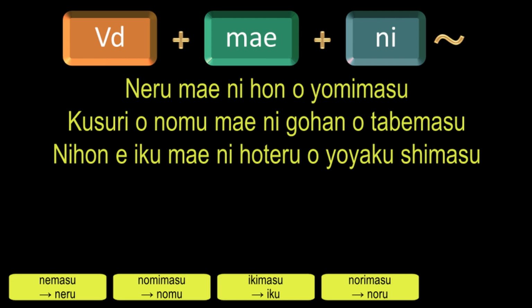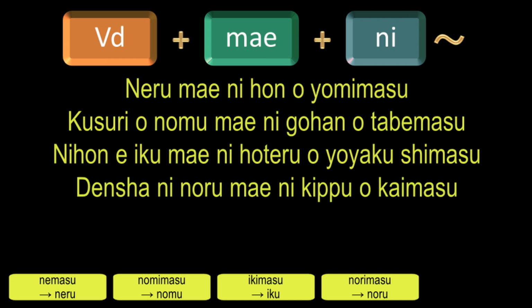Say for example a train, and the dictionary form is noru. By adding mae ni, we will get noru mae ni, which means before getting on. And to say I will buy a ticket before getting on the train, in Japanese it will be densha ni noru mae ni kippu o kaimasu. Let me go to the next example.